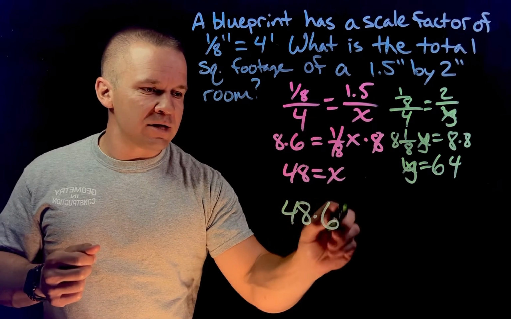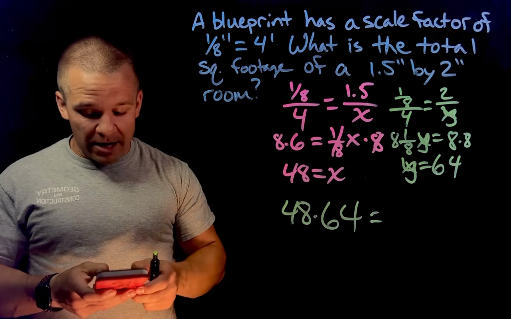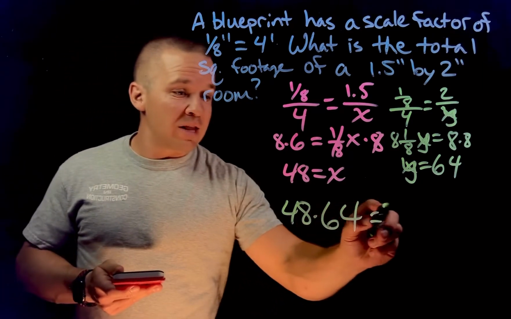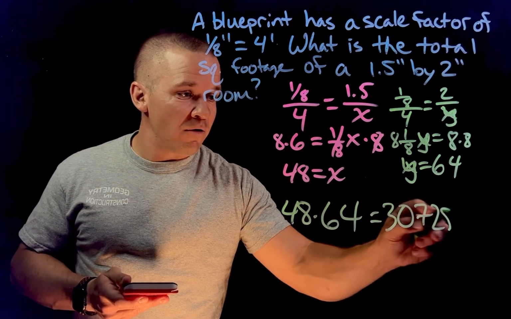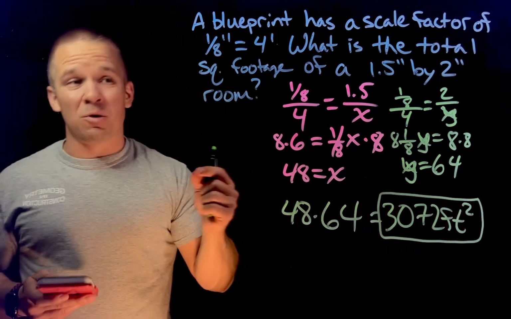48 times 64. Those numbers are a little bit big, so I'm going to bust out that calculator. So we got 48 times 64. That's going to give me 3,072 feet squared. That's my total square footage right there.